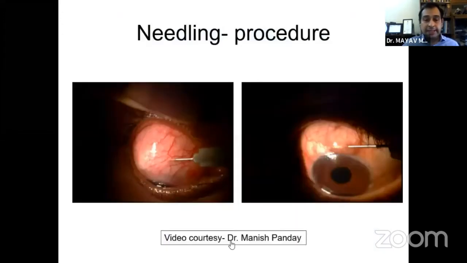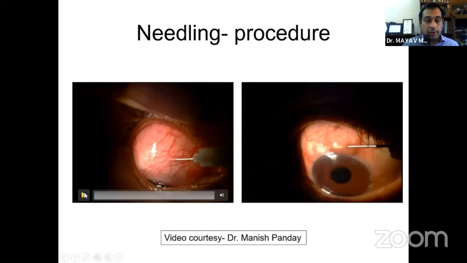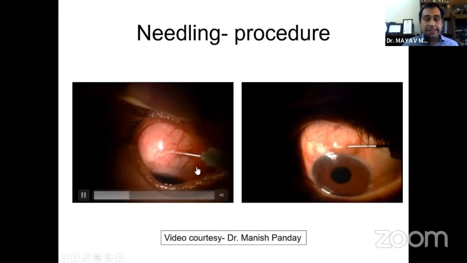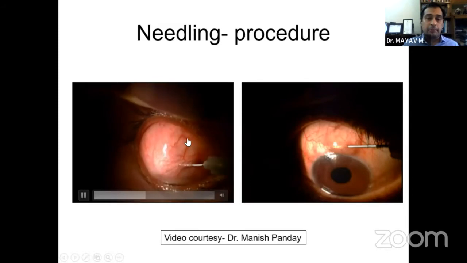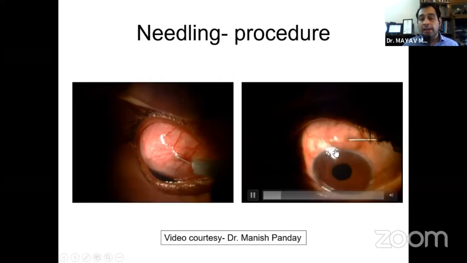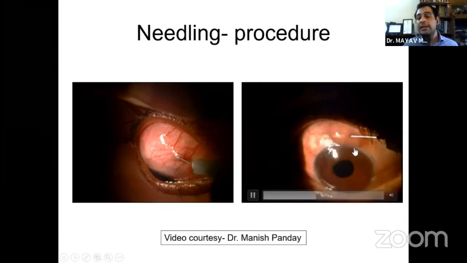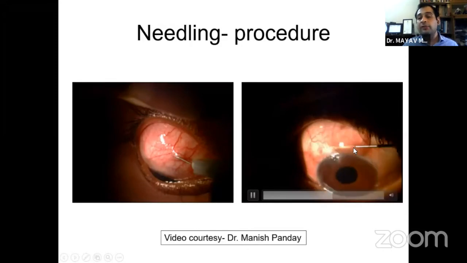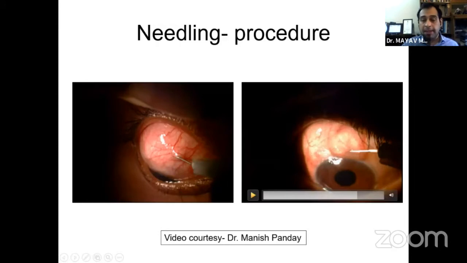These are a couple of videos, thanks to Dr. Manish. Here you can see these are slit lamp based videos where, after anesthesia and betadine cleaning, with a 26 gauge needle using side to side movements, you are trying to break the loculations within the bleb area and therefore increase the bleb filtering area. In the second video, you can see a gradual increase in the bleb height because there is egress of aqueous from the anterior chamber into the subconjunctival space, showing that there is lysis of the conjunctival bands. Apologies for not having an operation theater based video system.